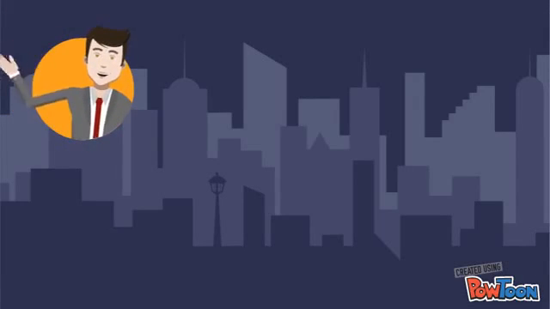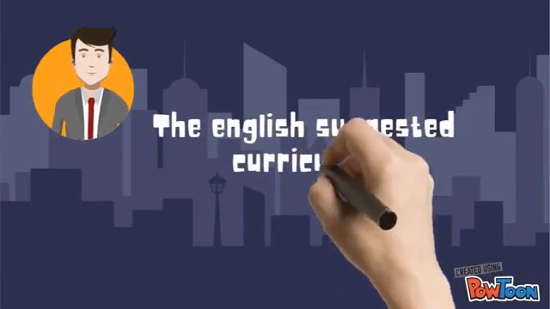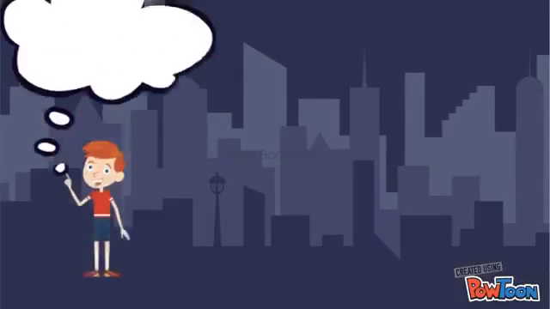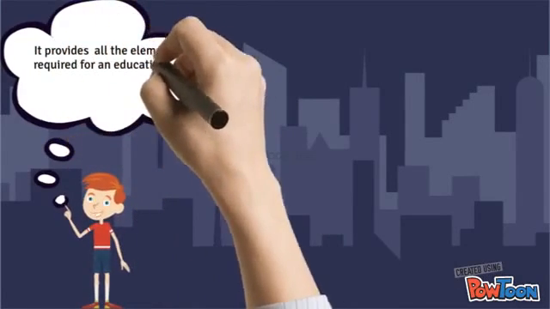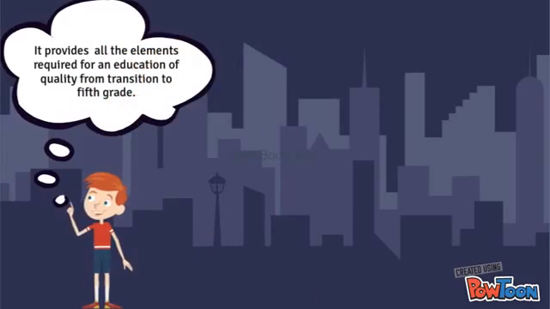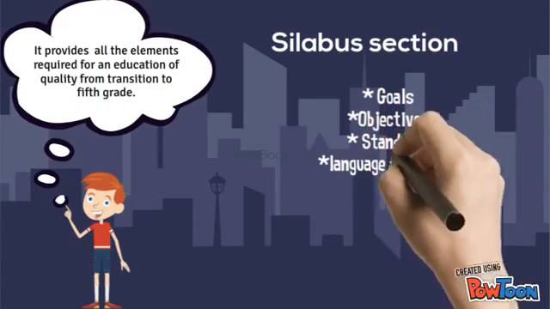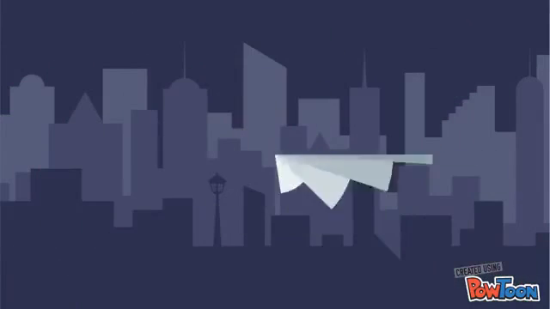Hi! The English Suggested Curriculum is designed to provide Colombian educators with all the information that they should know in order to be able to perform educational quality from transition to fifth grade. The document includes syllabi and methodological assessment, and the syllabus section has a scheme that sets the goals, objectives, standards, language function, performance indicators, and discursive and linguistic contents.